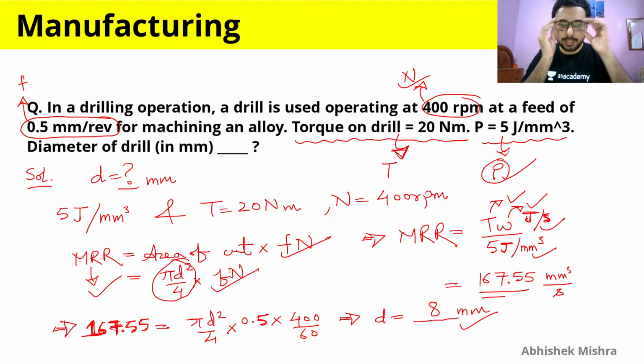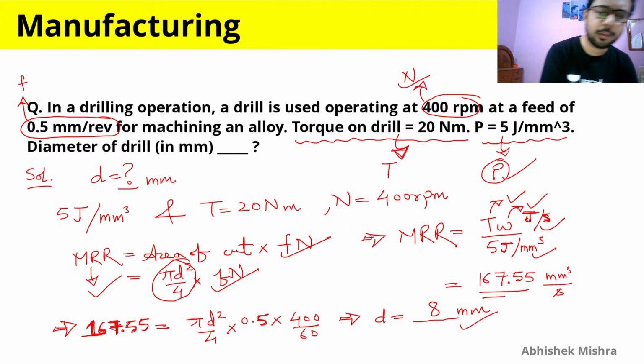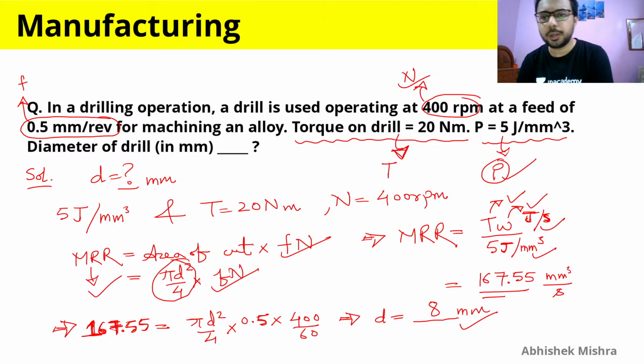So the answer that I have calculated is absolutely correct, and I think the answer key that I have written was wrong. The answer key was wrong, but the process I have followed here is absolutely correct. You just have to find the material removal rate from the given data, that is torque into omega divided by the specific cutting energy, and after that you use the basic MRR equation, area of cut into Fn, and then you can find your final diameter of the drill.